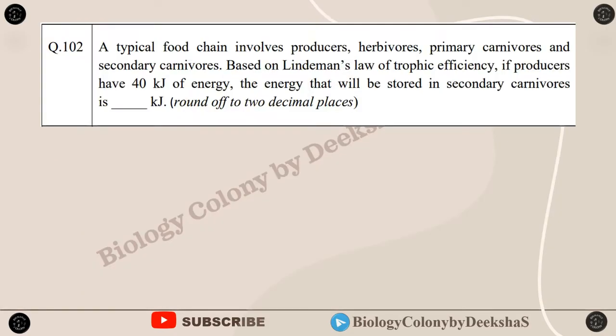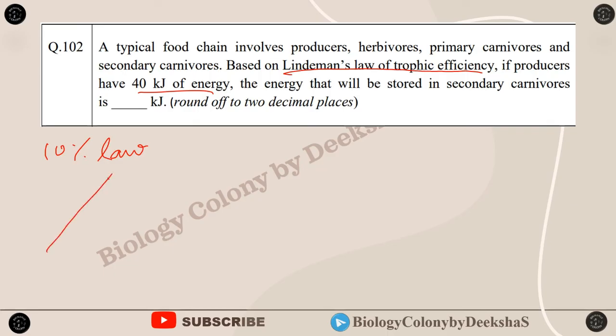So the question is, a typical food chain involves producers, herbivores, primary carnivores, and secondary carnivores. Based on Lindeman's law of trophic efficiency, if producers have 40 kJ of energy, the energy that will be stored in secondary carnivores is what kilojoules? So what does Lindeman's law of trophic efficiency say, or it is also known as the 10% law? It means 10% of the energy is transferred to the next trophic level.